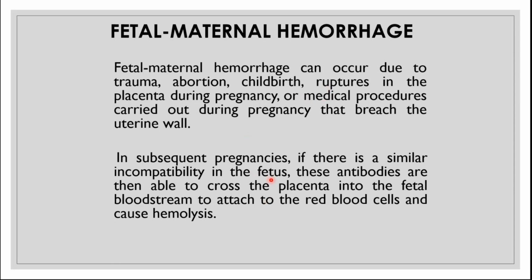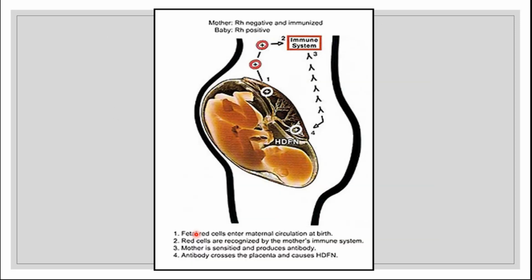In subsequent pregnancies, if there is cellular incompatibility in the fetus, these antibodies are then able to cross the placenta into the fetal bloodstream to attach to the red blood cells and cause hemolysis. Same as before, second born and onward, there is a problem.